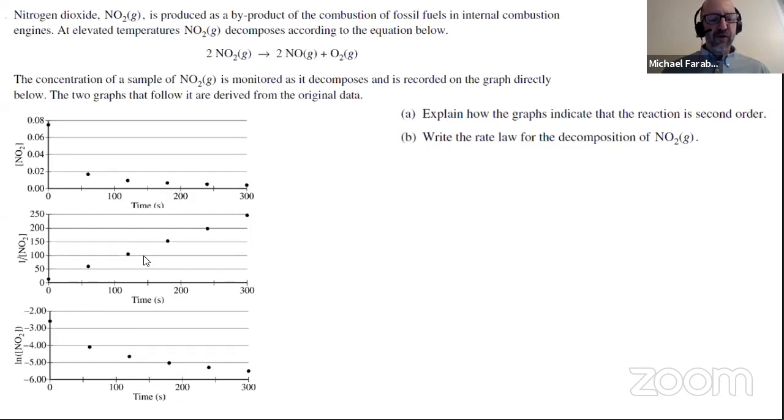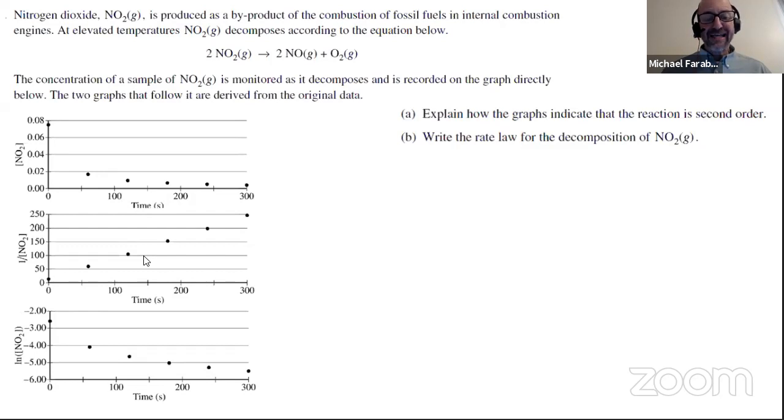We are given 3 graphs. The labels on the x-axis is time in seconds, and the labels on the y-axis are concentration of NO2, 1 over the concentration of NO2, and the natural log of the concentration of NO2. And we are asked the following questions. A, explain how the graphs indicate that the reaction is second order.